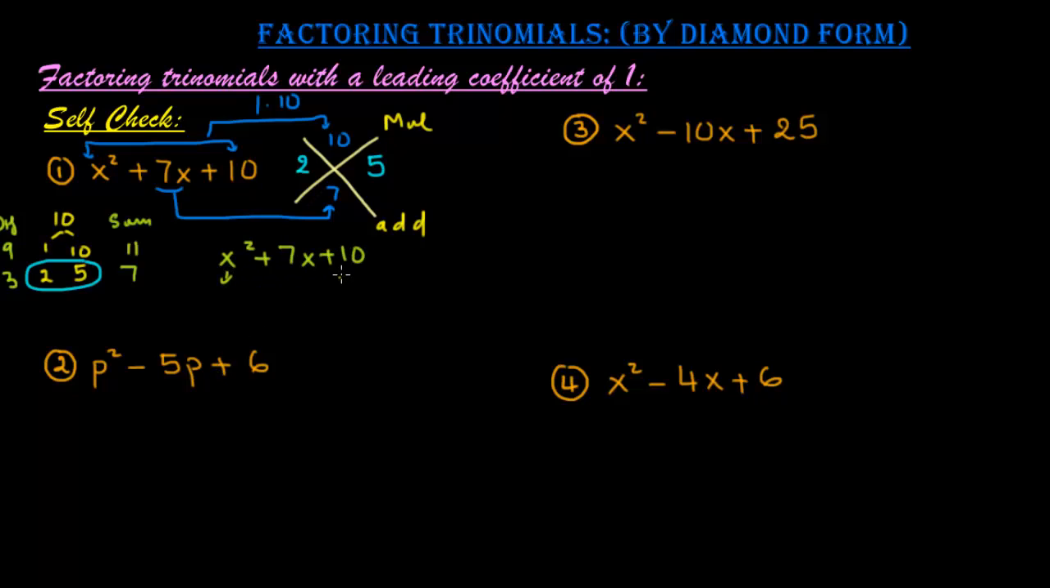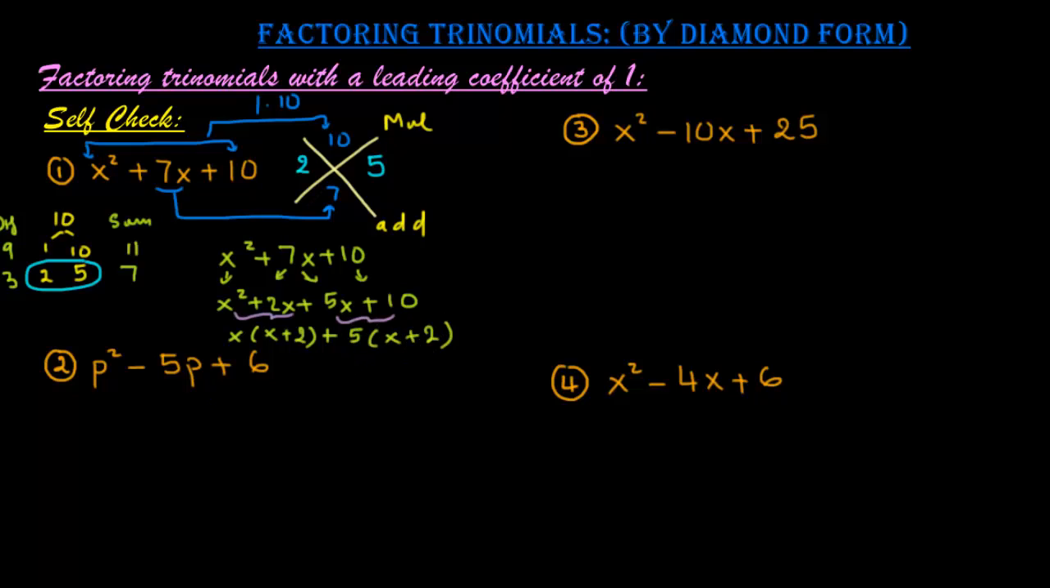We bring down the first term and last term and replace the 7x by the 2 numbers we just found out in the diamond form. So x squared plus 2x plus 5x plus 10. We do the grouping 2 by 2. The greatest common factor in the first 2 terms is x. We will have x plus 2 stay inside, and the common factor of the last 2 terms is 5, so x plus 2 stays inside.